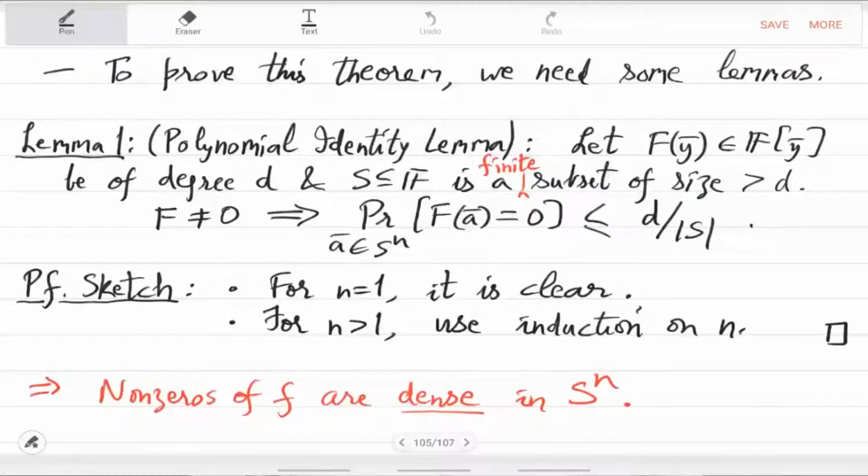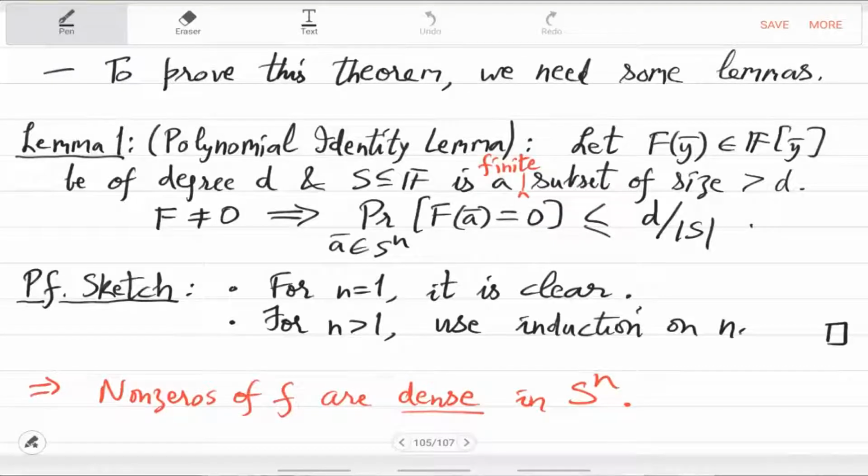Recall that the first lemma which we will need is this polynomial identity lemma, which says that if you have an n-variate polynomial which is non-zero, then on random evaluations the probability of it becoming 0 is very low. To be precise, it is the degree divided by the size of the sample space. We skip the proof. The proof is easy to give using induction on the number of variables.